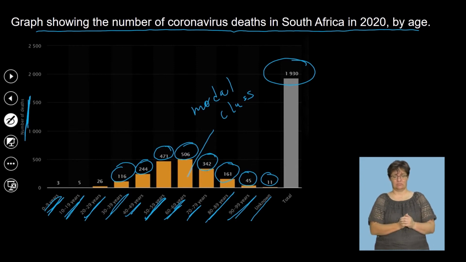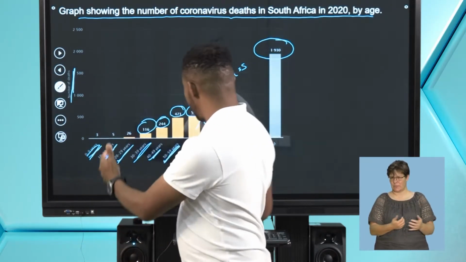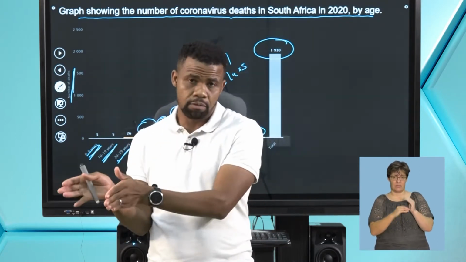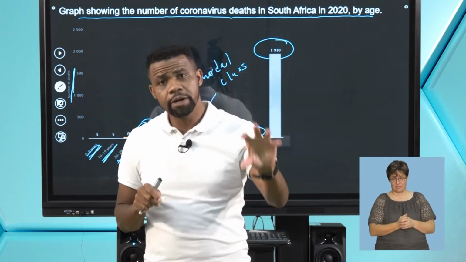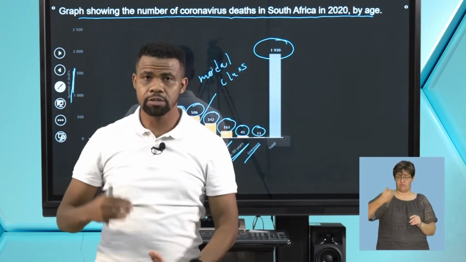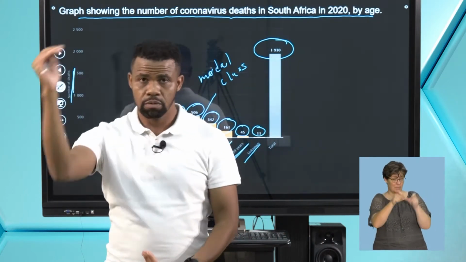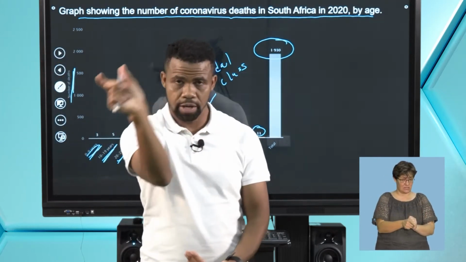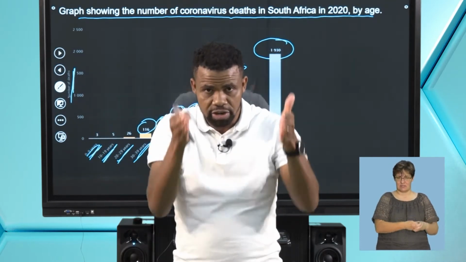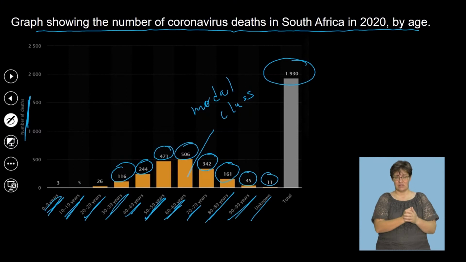How do we calculate the average? We're going to take this grouped data and put it in a frequency table. Remember that the frequency table will have the age and the frequency. Frequency will be how many people died from COVID-19 per class interval. When we talk about class interval, we're talking about the age category, which is 0 to 9, 10 to 19, and so on. Let's do that and see how it looks.